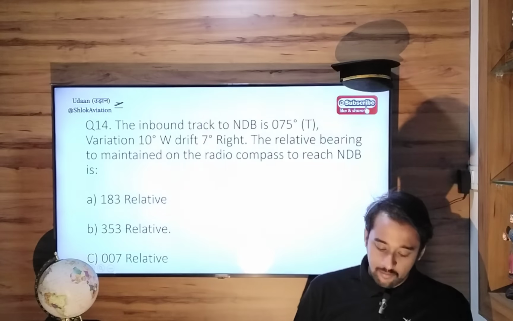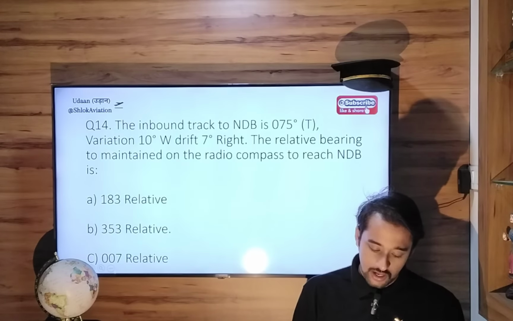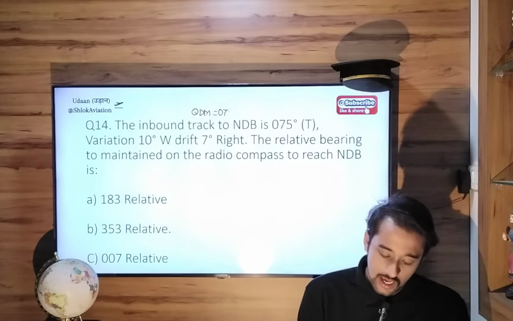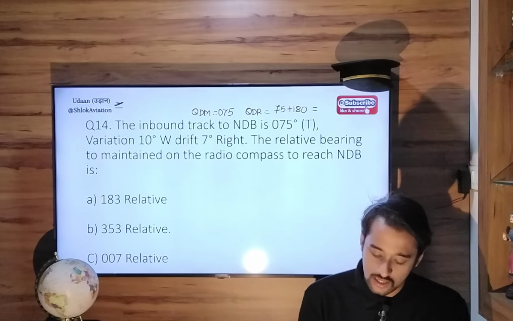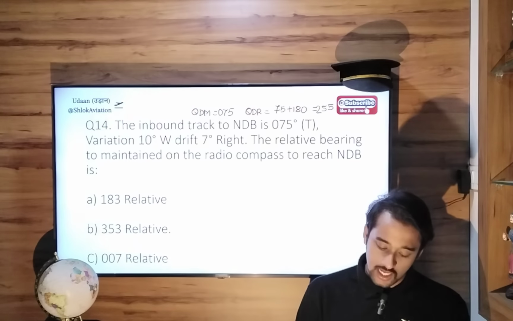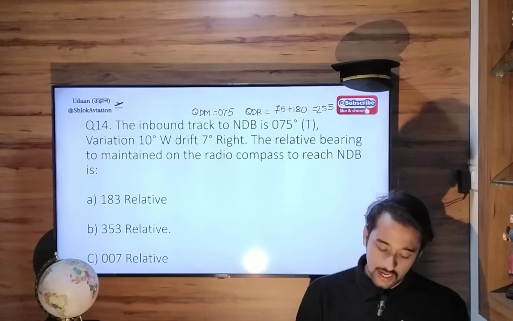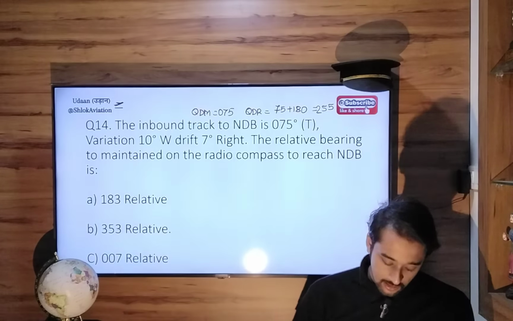Next, the inbound track towards NDB is 075. Okay. So QDM is 075. QDR will be 75 plus 180, which is 255. Variation is 10 degrees west. Okay. So this track, correction, my fault, track is true. So let's convert this first.